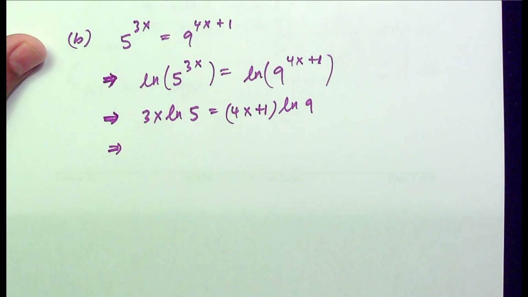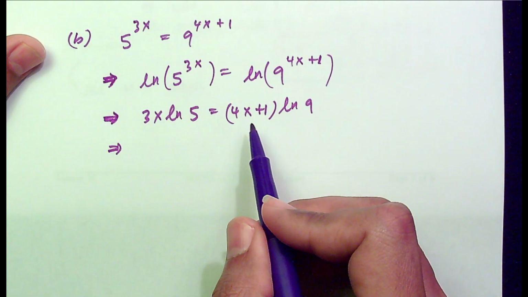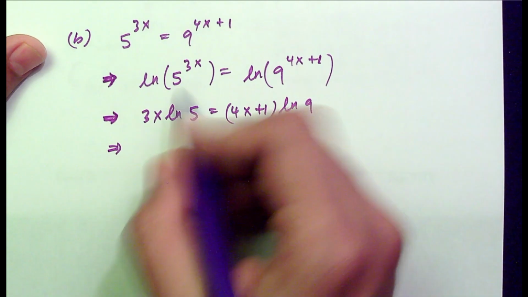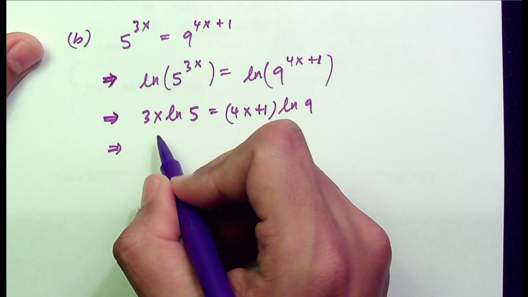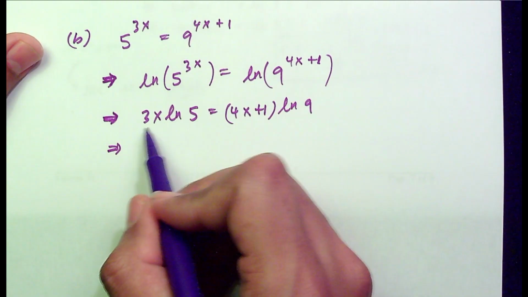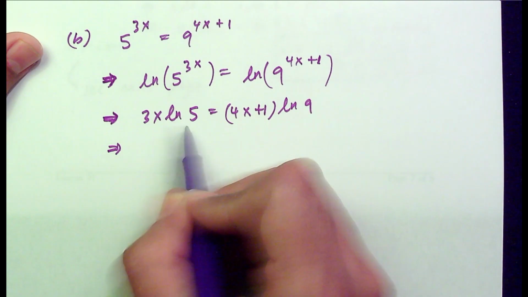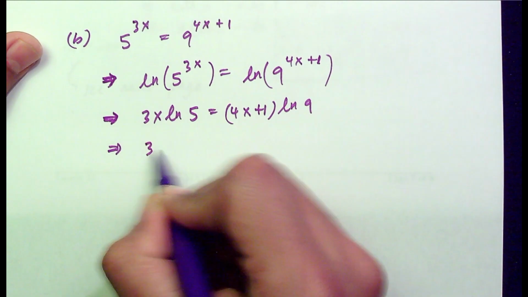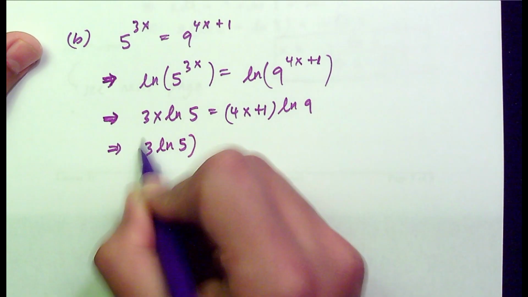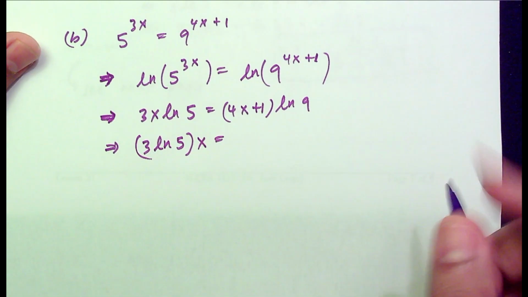Now I want all the x's on one side. All the things that have x on one side, I need to get this x from out of inside that parenthesis, so we need to distribute here. And I'm gonna put, as I did in the previous problem, ln of 5 is a constant, 3 is a constant, and we usually put constants in front of the variable. So I'm gonna write this like that: 3 ln of 5 x. Put both constants in front of the variable.